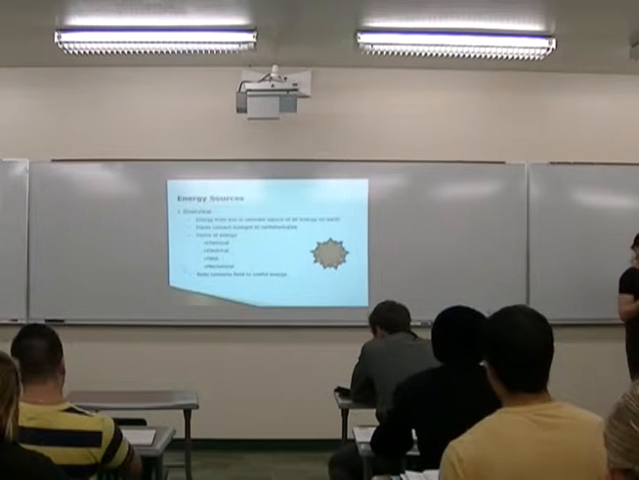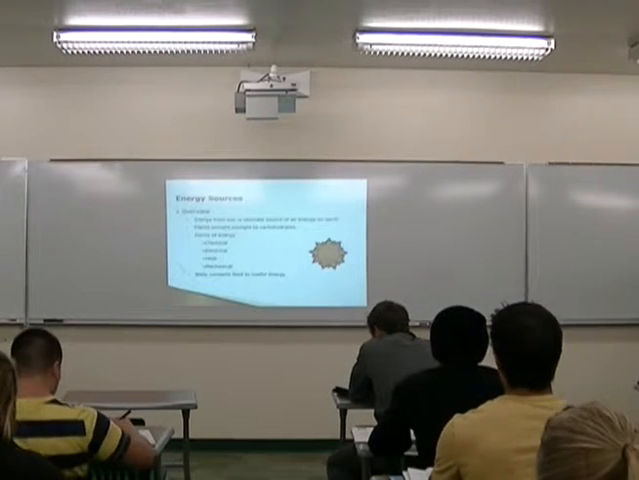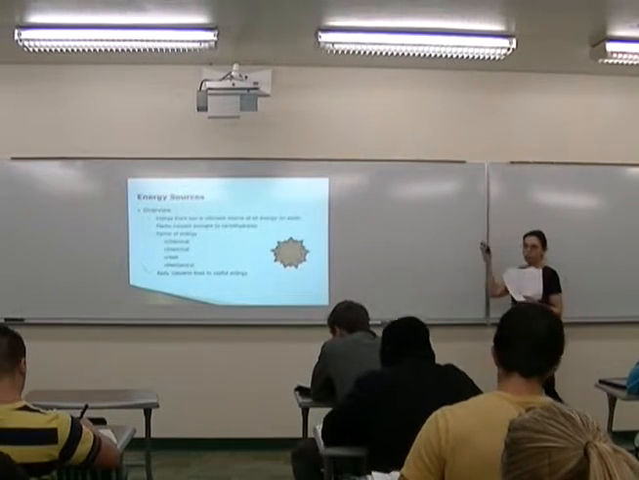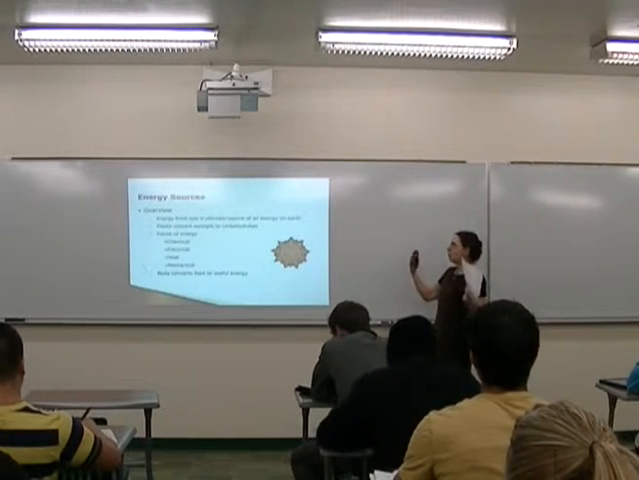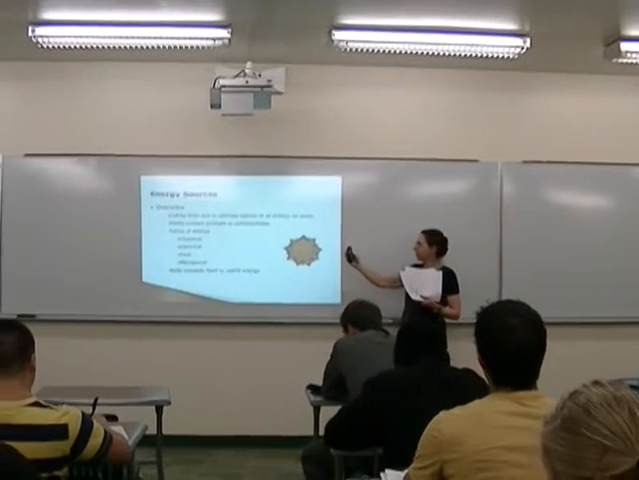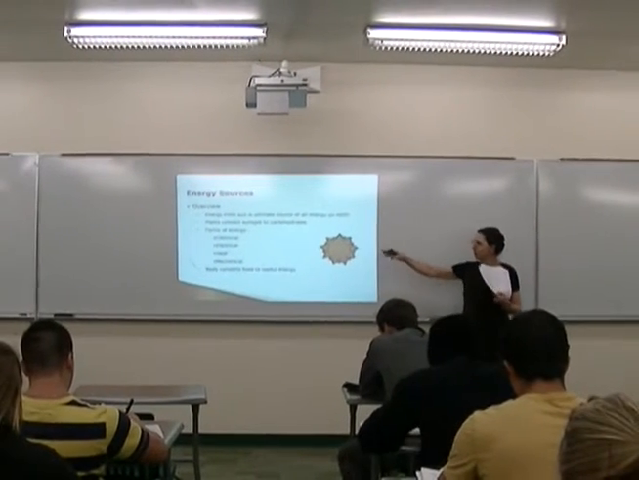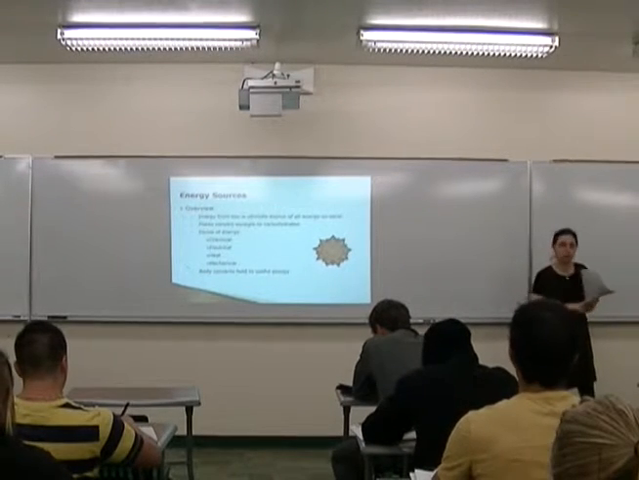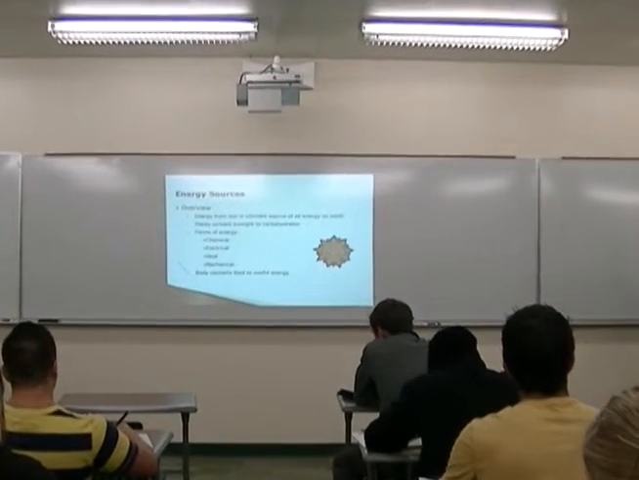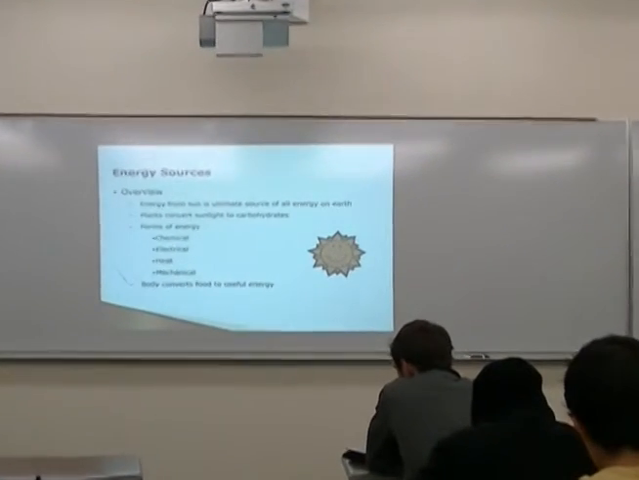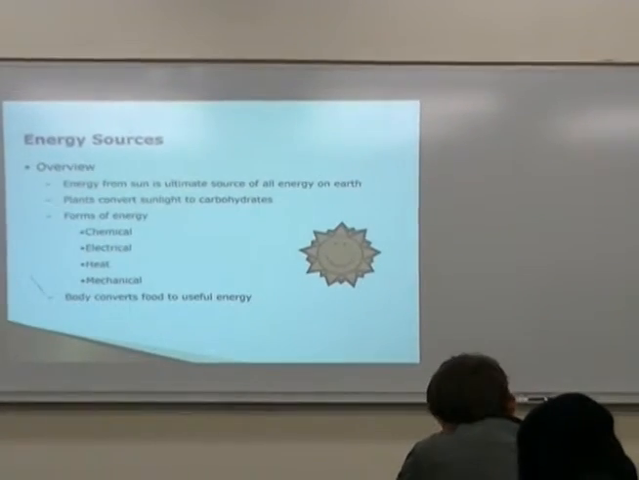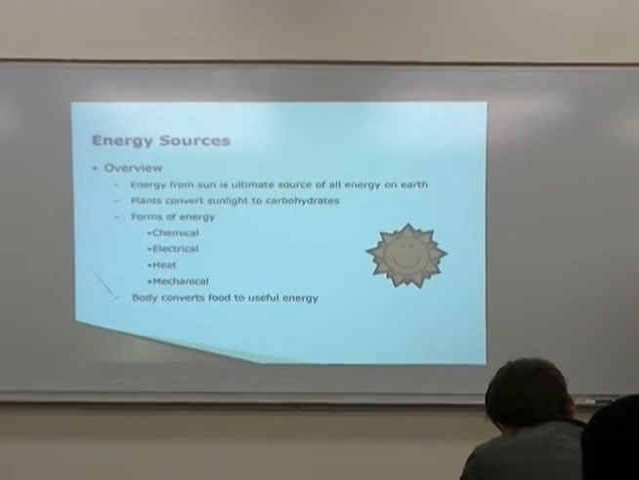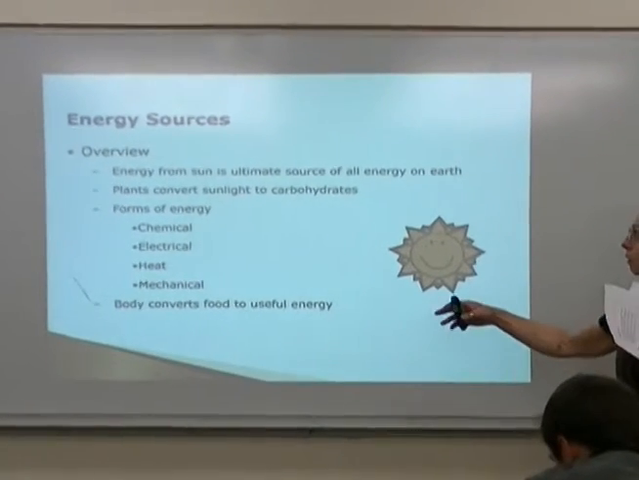And ultimately, energy comes from the sun. So when we're breaking down energy bonds in plants and foods, at some point, if you follow that line back, there would be energy from the sun. We have chemical energy, electrical energy, heat energy, mechanical energy. So when we digest food, we release heat as a form of energy. We create mechanical energy by moving.